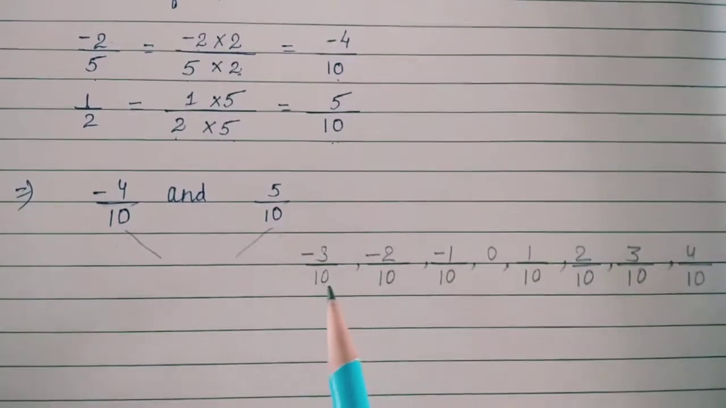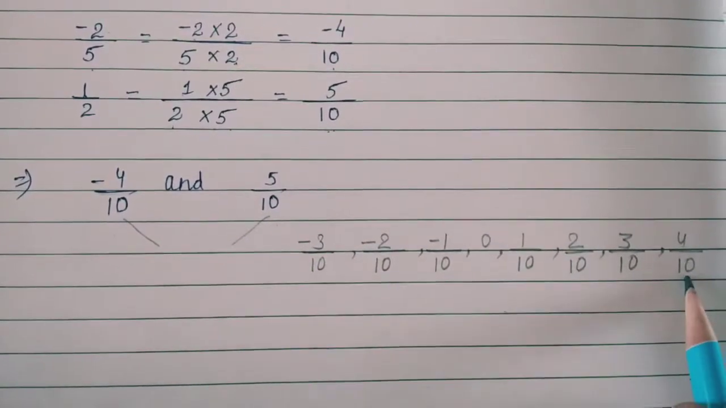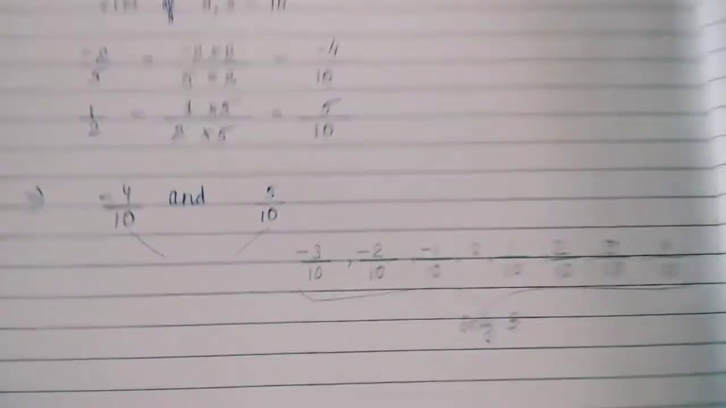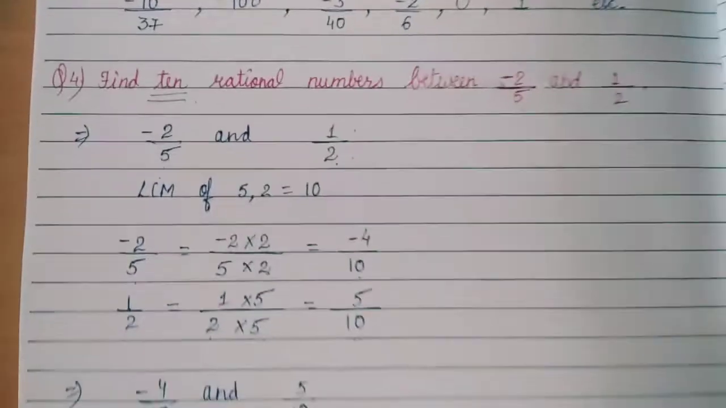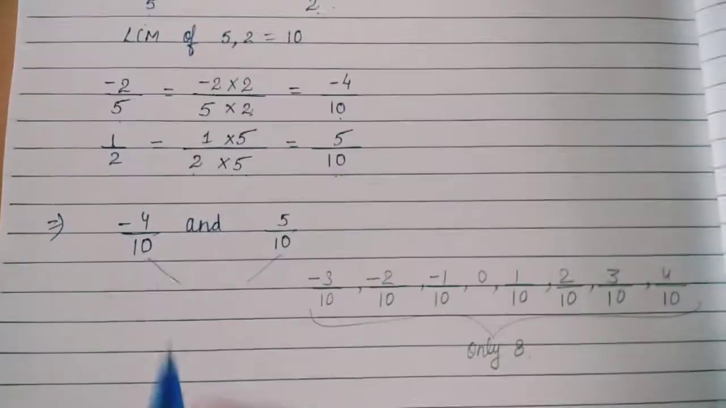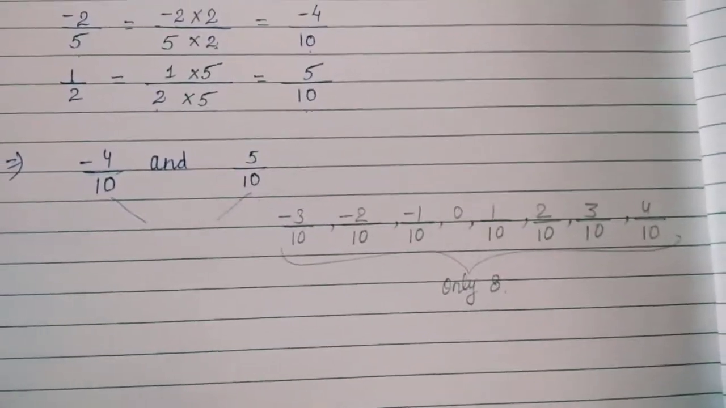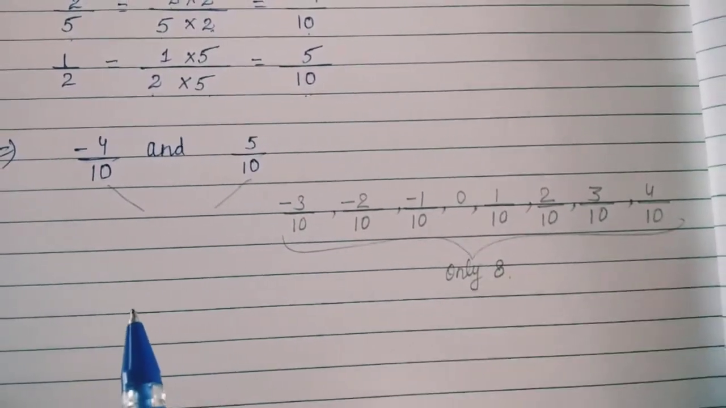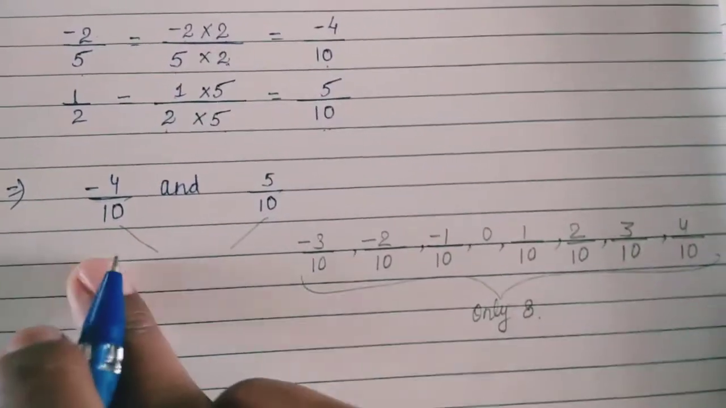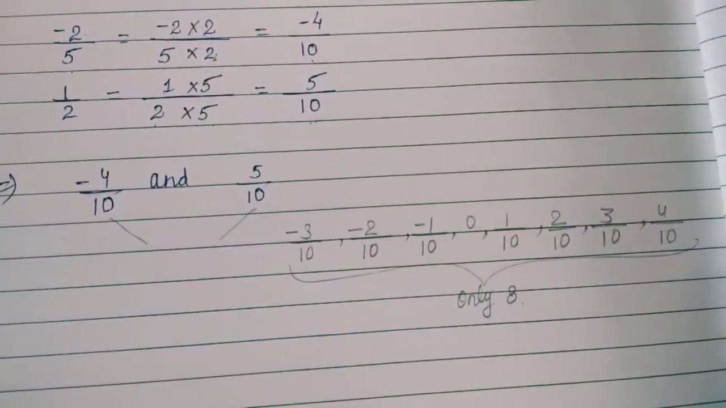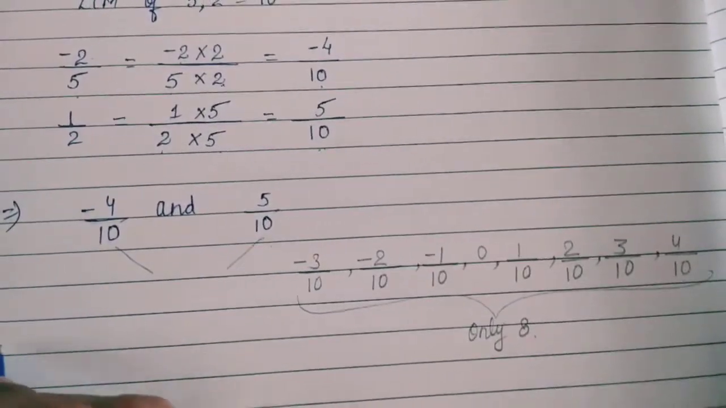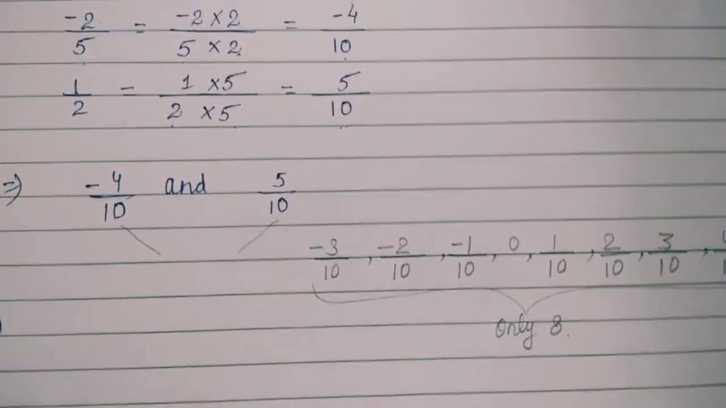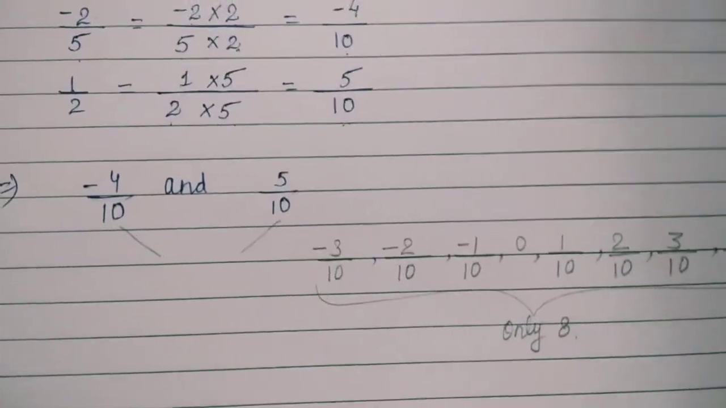How many are they? 1, 2, 3, 4, 5, 6, 7, 8. They are only 8, but the question is asking us to identify 10 rational numbers. It means we have to increase them. By any number we can multiply, because here in between we have only 8 numbers but the question asks for 10. So we take any one number and multiply it in the numerator and the denominator of both rational numbers.